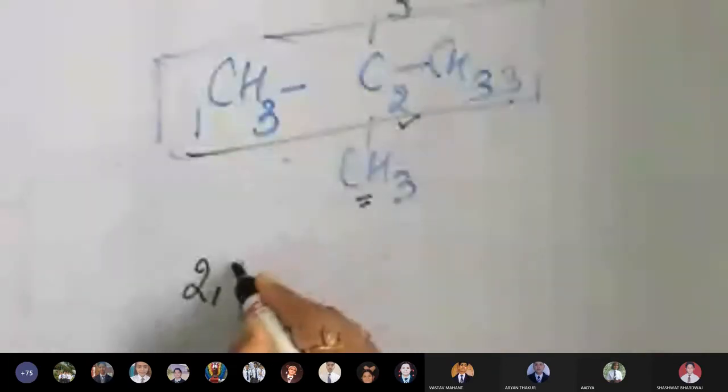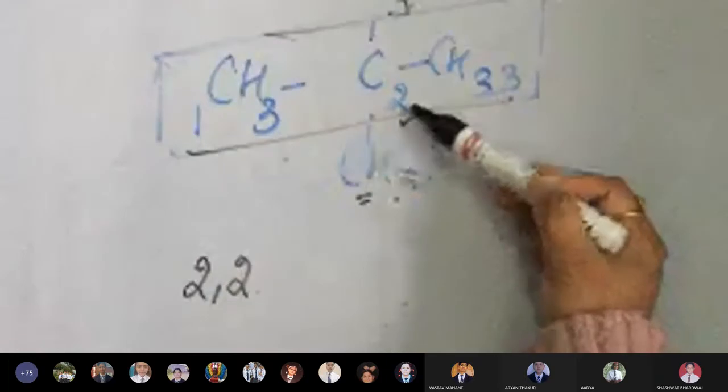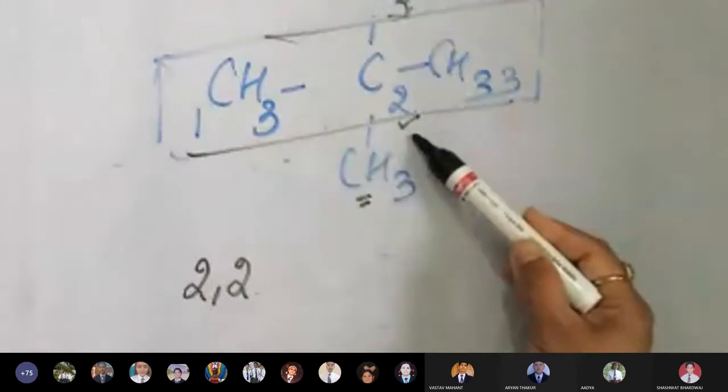This group is present at carbon number 2. This group is also present at carbon number 2. So 2, 2. I still have to teach this, okay? So don't worry if you don't understand it in one go. What I have done is this extra group is attached to carbon number 2. This is also an extra group, not coming in the main chain. This is also attached to carbon number 2.